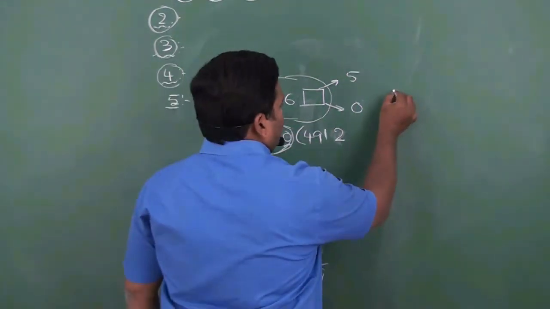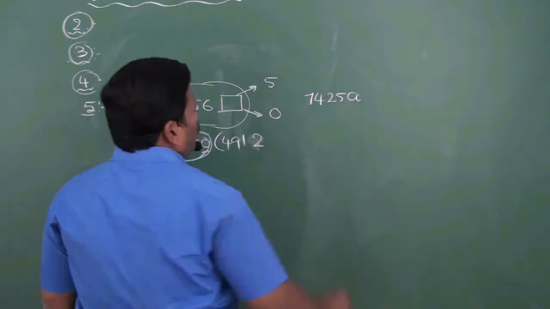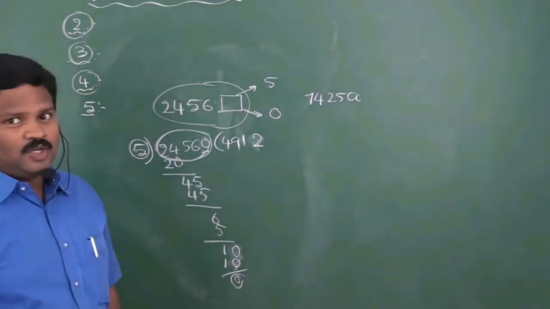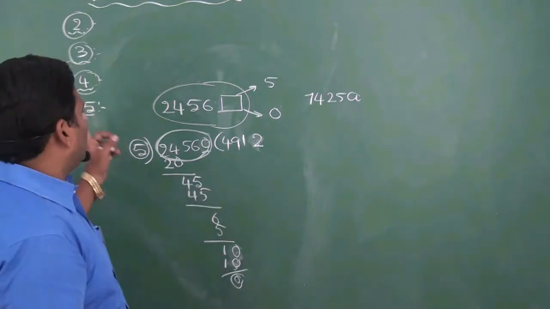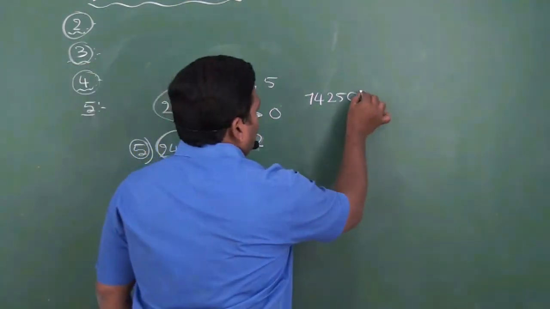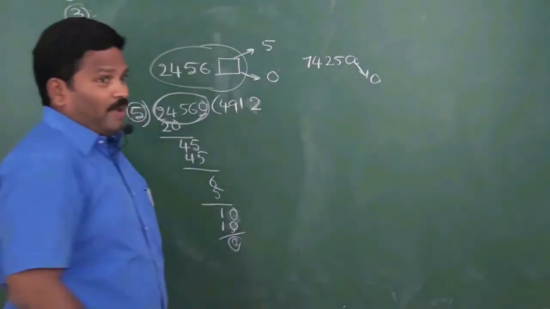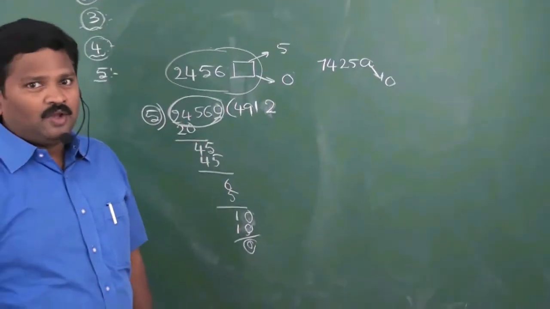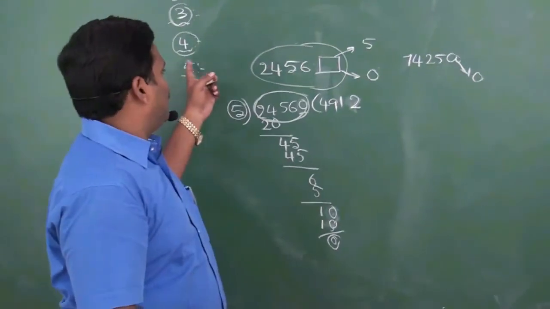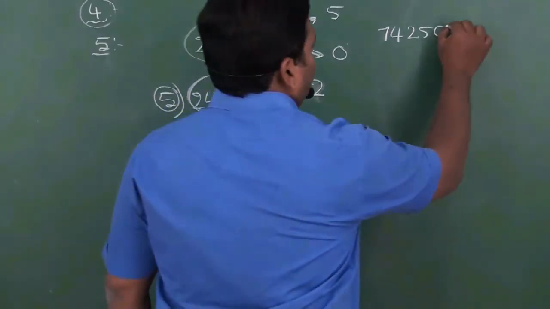He may ask a question like this. 7425A. What is the least digit of A so that the number is divisible by 5? It is very simple. A must be 0. What is the maximum value of A so that the entire number is divisible by 5? The answer is 5.